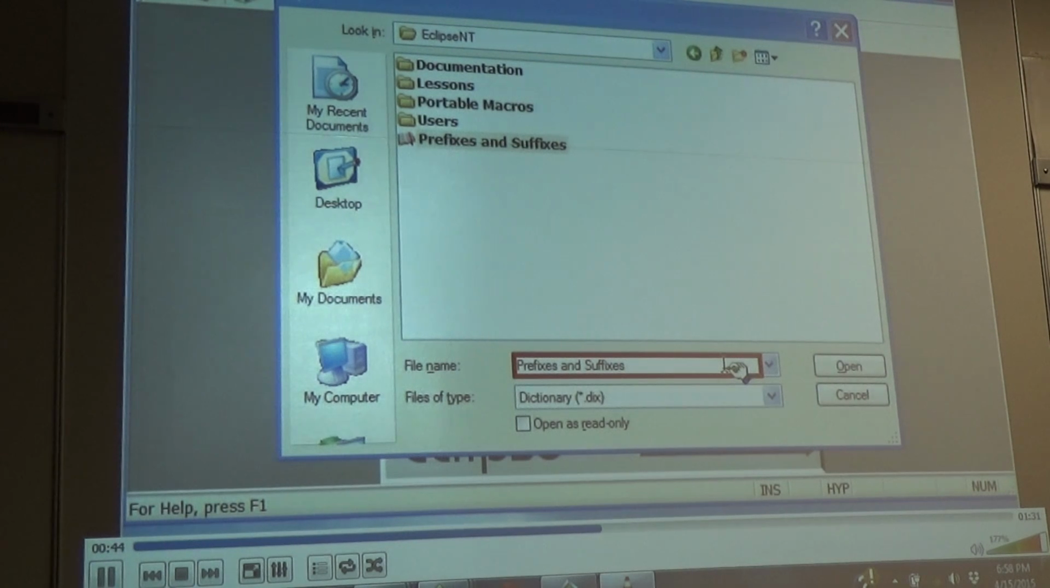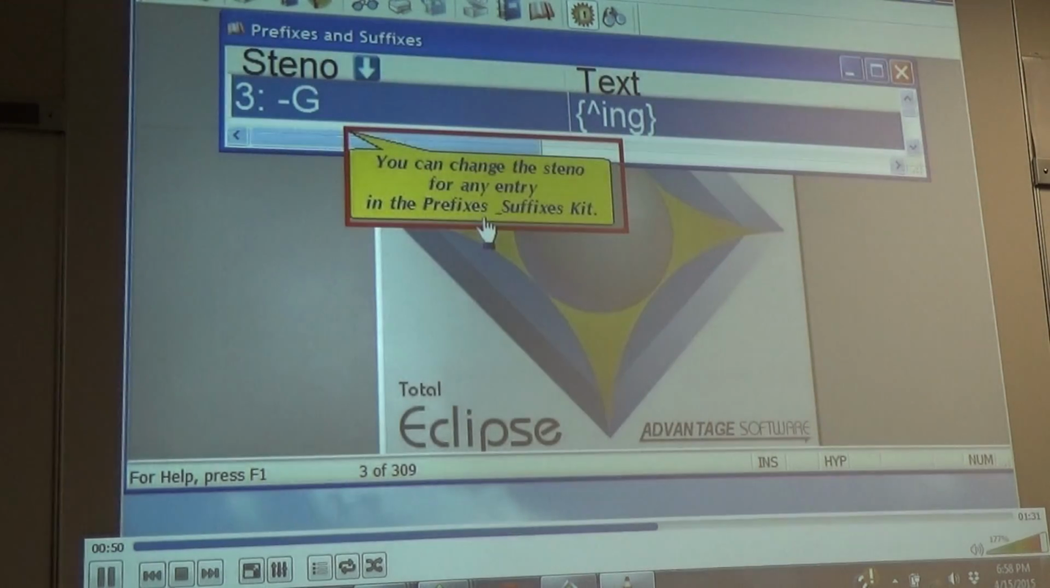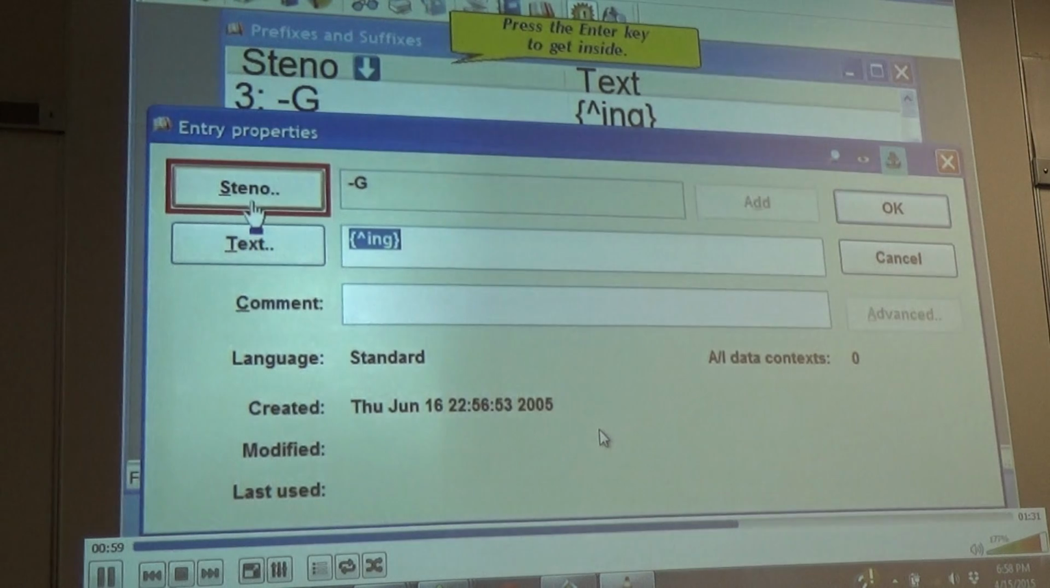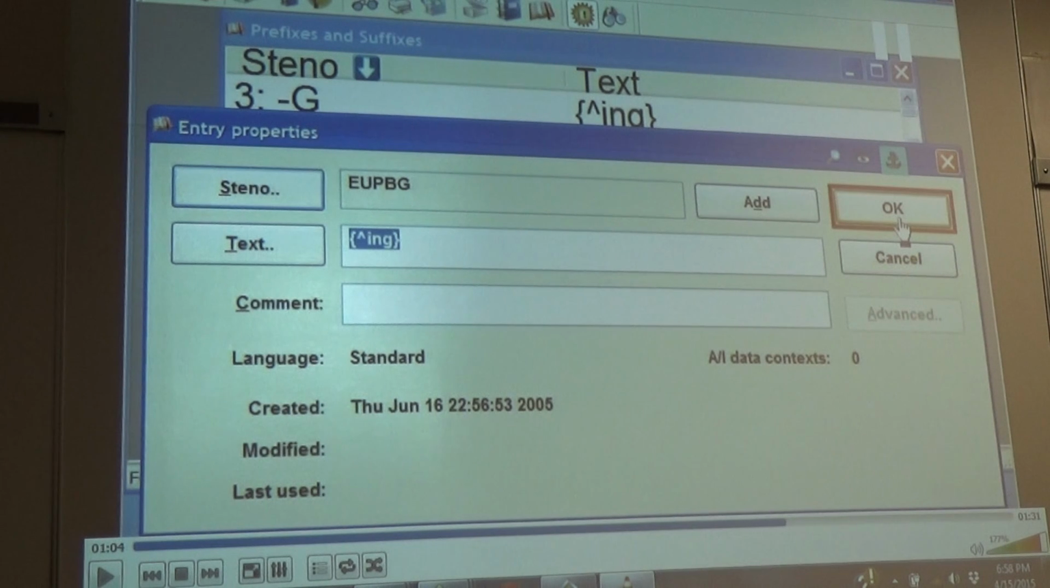Eclipse comes with a prefixes and suffixes kit with a dictionary that includes several hundred entries. All you have to do is decide whether you want to use the steno that is given as an example, or press the enter key to get inside and change the steno to something that you know you would write. Do you understand what it's saying there? So if you write the steno different, say you write ing instead of G, ing, but if that's the way you do it, then that's the way you do it. So if you want to change it, then that's how you need to change it.